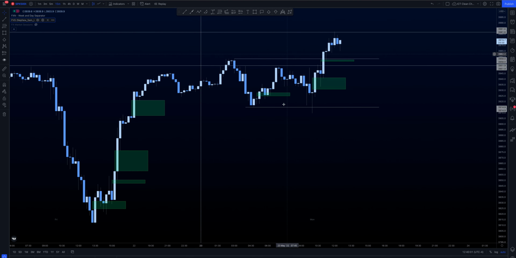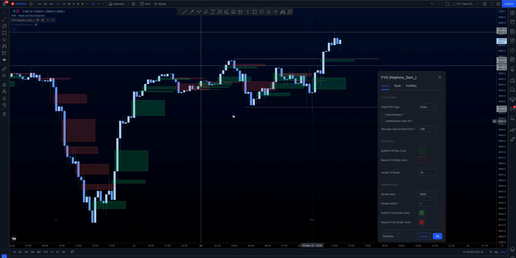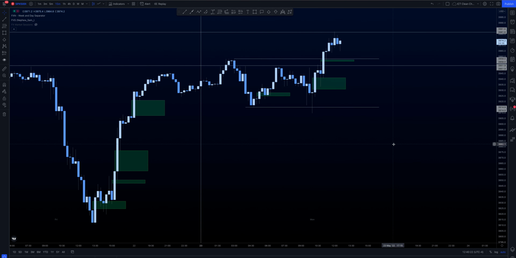What it will do is it deletes the boxes after they've been filled. So you see here, this is actually the fair value gap to the short side that got filled in, and then when you do that, that shows basically the remaining fair value gaps. So what I do is I'll highlight these two, and then we can have a look on the lower time frames, and you can see just how perfectly that has booked.